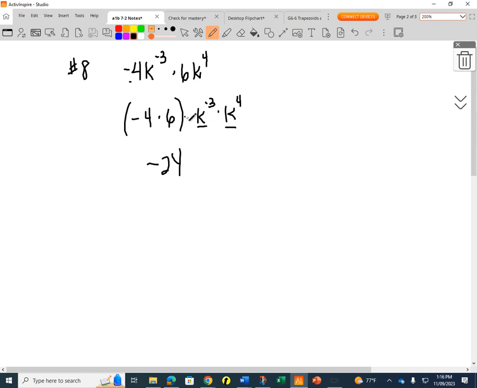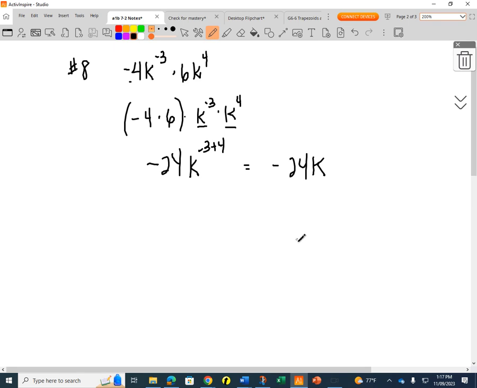Now, are these like bases? The base is the big number in the exponential expression or in the power. They're both k's. So we can simplify that by doing k to the negative third plus the fourth power. So that simplifies to negative 24 k to the first power, and we don't need to write the 1 if it's just the first power. Does that make sense? Jacob? Does that make sense, Sam? Make sense, Aiden? Yes. Okay.